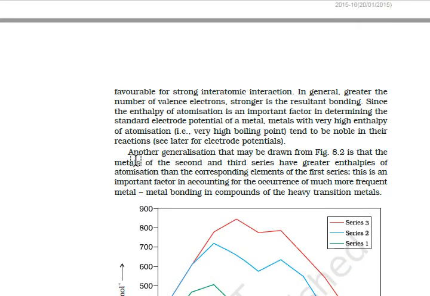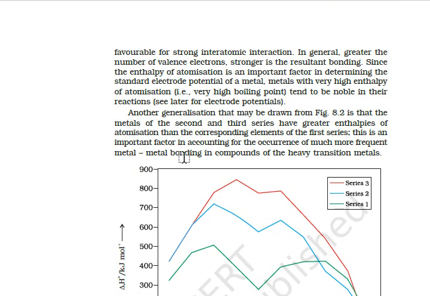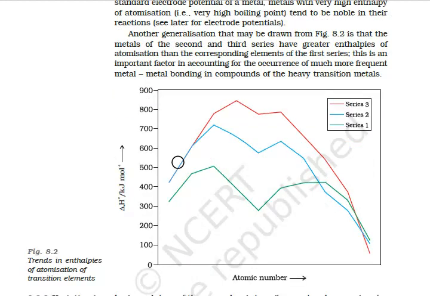Another generalization that may be drawn is that the metals of the second and third series have greater enthalpies of atomization than the corresponding first series. This is an important factor in accounting for the more frequent occurrence of metal-metal bonding in compounds of the heavy transition elements. We can see metal-metal bonding between the heavy transition elements due to their higher atomization enthalpies.